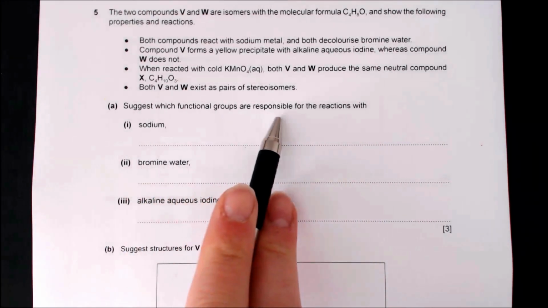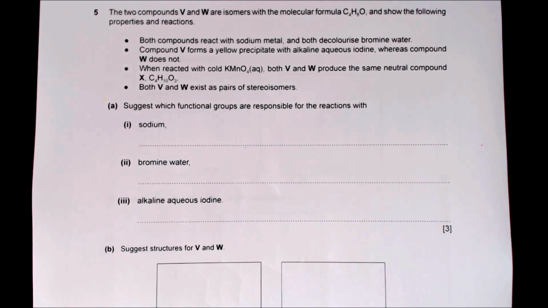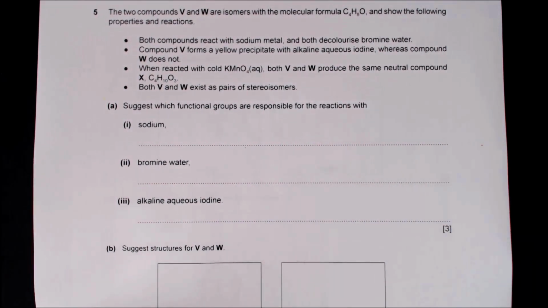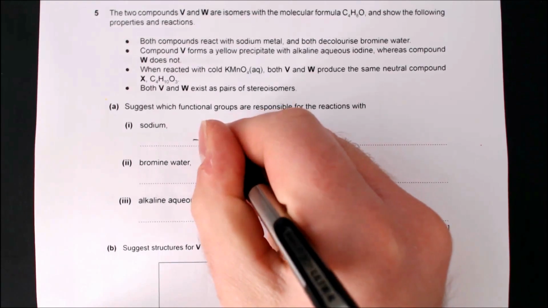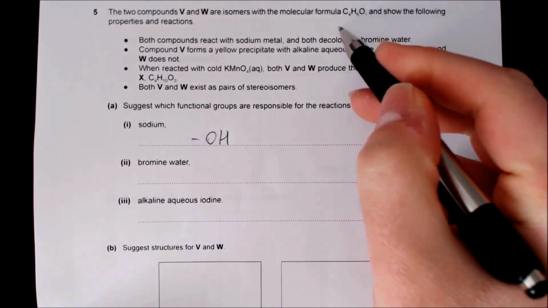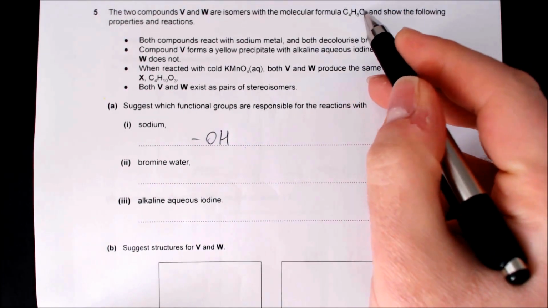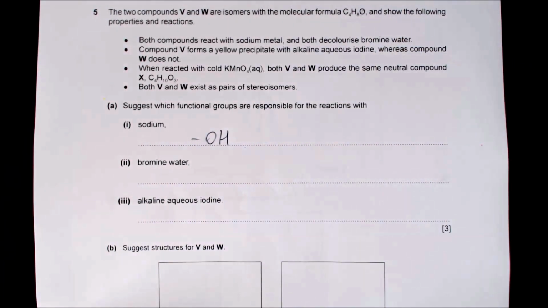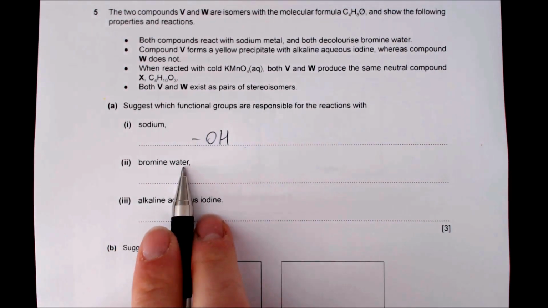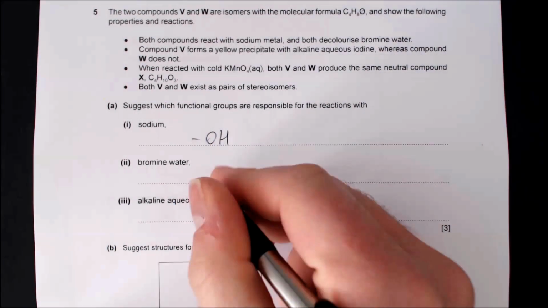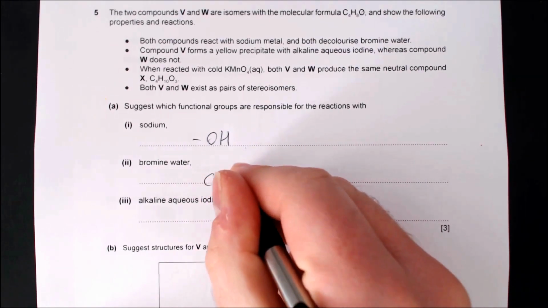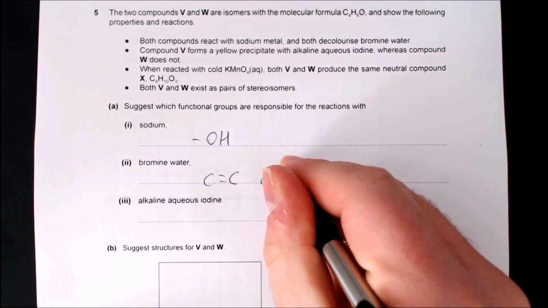And then it says suggest which functional groups are responsible for the reactions. Yeah, it's asking us about all these different things. So for sodium, the thing which would react with sodium is the OH group. So that's what we need to put in there, so looking for OH groups. We know that this molecule here must have an OH group in there, and there's only one oxygen there, so obviously there must be one OH group. But also it reacts with bromine water and decolorizes it. So these molecules must have a C=C double bond, or alkene.